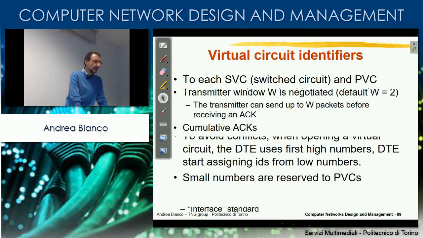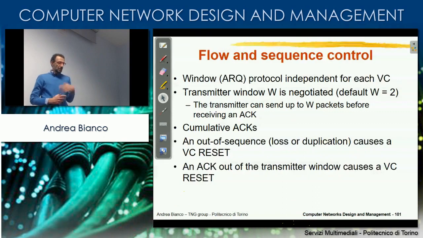This is a summary of flow and sequence control. Now, what is written here, there are some details. How do we typically implement flow and sequence control? And remember, sequence control implies the ability to detect errors and ask for retransmissions through what is called a window protocol.